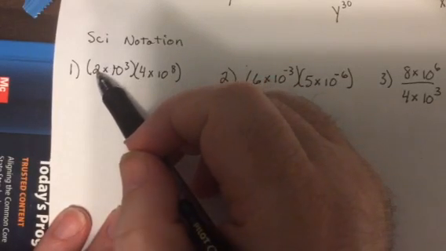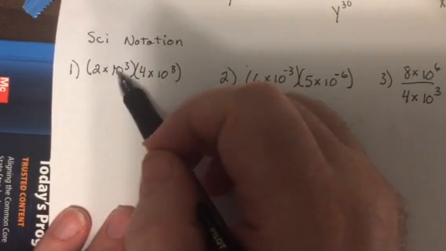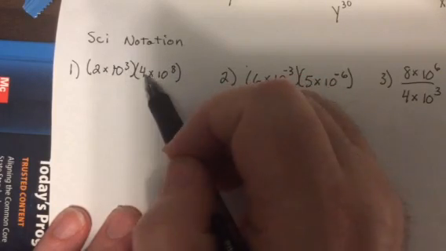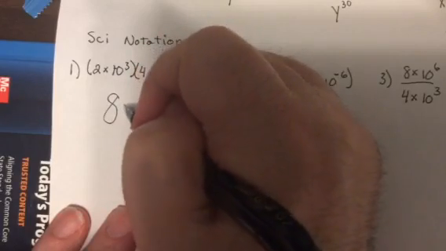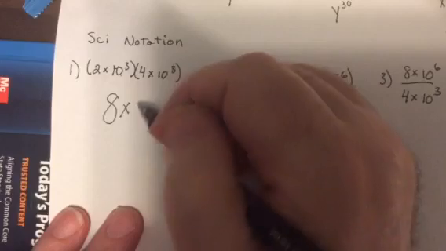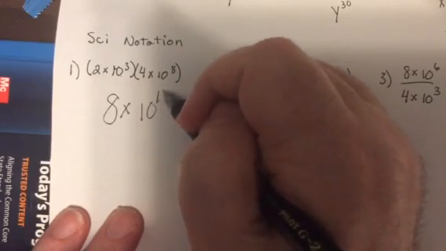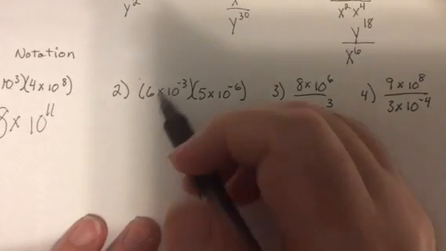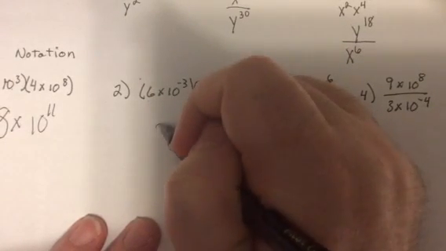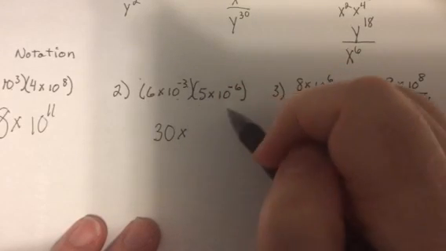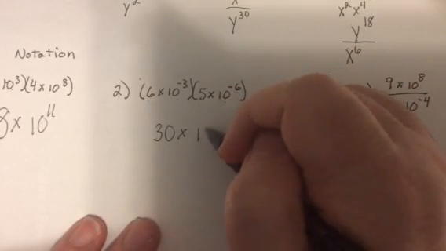Okay, so you start off. We have 2 parts. We've got the 2 and the 10 to the 3rd, 4 and 10 to the 8th. So 2 times 4 is 8. And when you multiply two things with the same base, you add the powers. So 8 plus 3 is 11. This one, 6 times 5 is 30. 10 to the negative 3rd times 10 to the negative 6 is 10 to the negative 9.